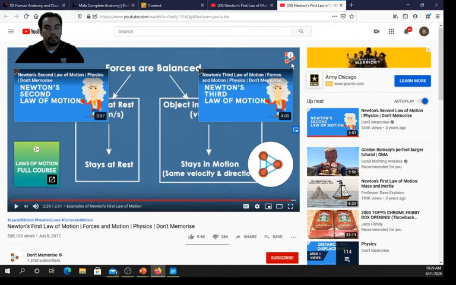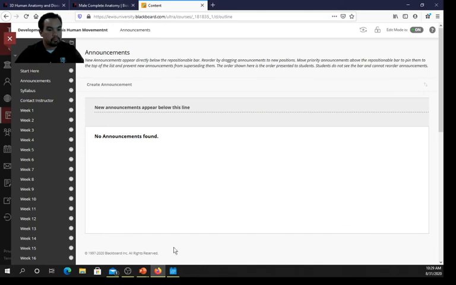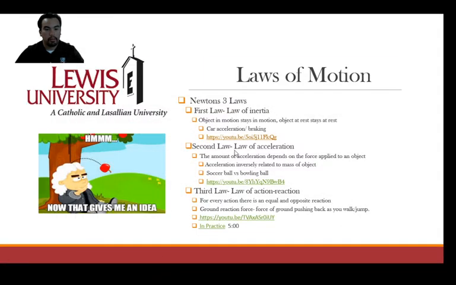Okay, so that kind of goes over the first law of motion there. Let me go back here. Okay, so the second law, the law of acceleration. The amount of acceleration depends on the force applied to an object. So acceleration is inversely related to the mass of an object. So lighter objects have more acceleration than heavier objects.